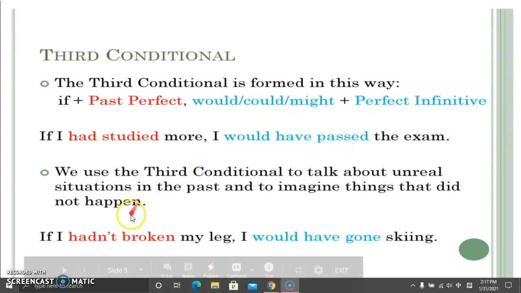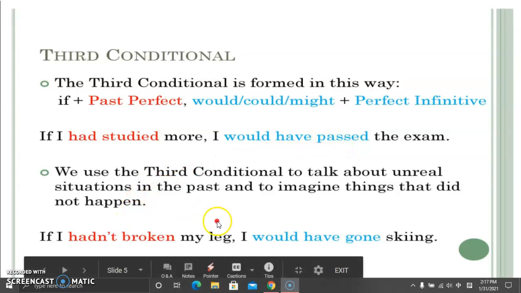Another one, if I hadn't broken my leg لو ما كنتش كسرت رجلي I would have gone skiing. ده معناه ايه؟ That I broke my leg. أنا كسرت رجلي خلاص. تمام؟ و I did not go skiing. وما روحتش عملت skiing. فأنا بتمنى حاجة في الباست ان هو ايه if I hadn't broken my leg لما كنتش كسرت رجلي I would have gone skiing.